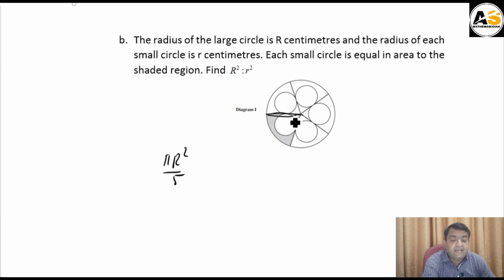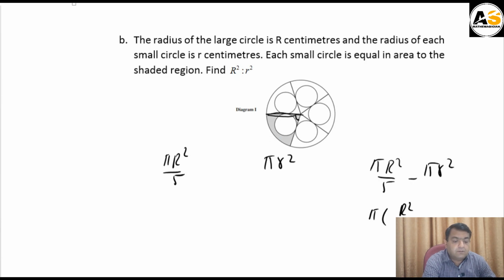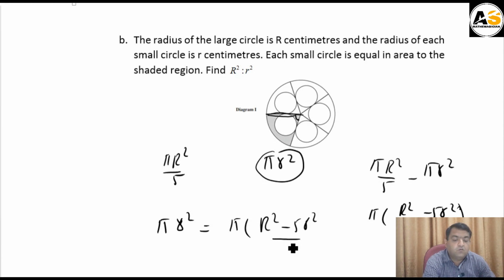Right? And what is the area of this small circle? Area of this small circle is pi r square, small r square. What is the shaded area? Shaded area is pi R square over 5, sector's area, minus area of small circle, which is basically pi R square minus 5 pi r square over 5. We are given that the area of a small circle is equal to this shaded area. So I can write pi r square is equal to pi into capital R square minus 5 pi r square over 5.